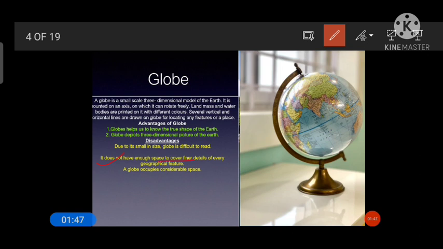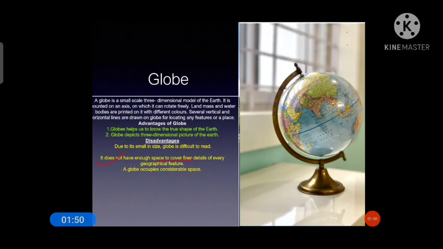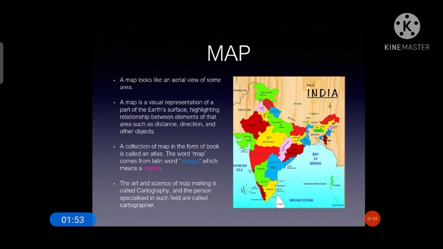Now moving on to the next one, that is the map. Now we'll discuss in brief about the map. As I already mentioned, a map looks like an aerial view of some areas. Like if you have traveled in a flight, you might have seen the surface of the Earth, how it looks. Looking from a high area towards the lower region, the view whatever we see, that is what we call an aerial view. So a map looks like an aerial view of some areas.